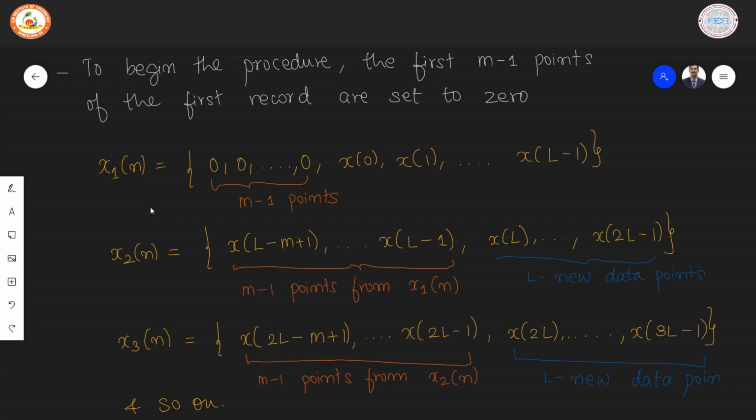The formation of the data blocks is shown below. X1 of n is the first block. In the beginning, we place M minus 1 zeros followed by L data points. For the next data block, the last M minus 1 points of the first record are taken and placed at the beginning, and then it is followed by L new data points. Once again, we take the last M minus 1 points from the second block and place them at the beginning of the third block, followed by L new data points. This process continues.